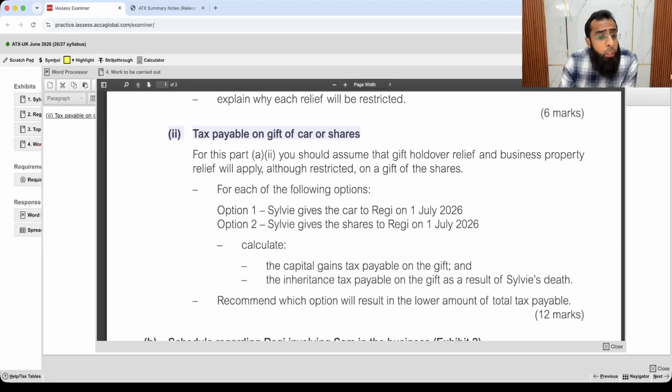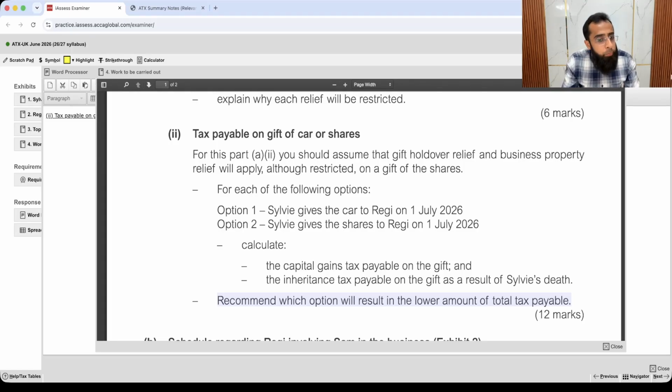Now, for this part, you should assume that gift holdover relief and business property relief will apply, although restricted on gift of shares. Restricted means not available on that non-business portion. For each part of the following option, option 1, Sylvie gives the car to Regi. Option 2, Sylvie gives shares to Regi. Calculate the capital gains tax payable on the gift and inheritance tax payable on the gift. So CGT and IHT implication. And recommend which option will result in lower amount of total tax.